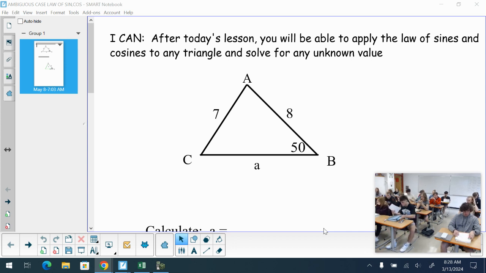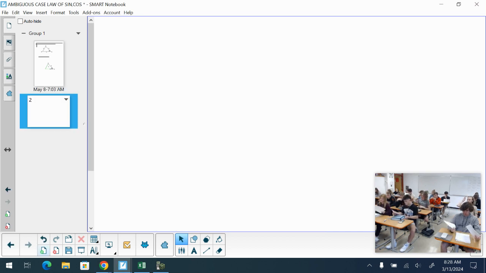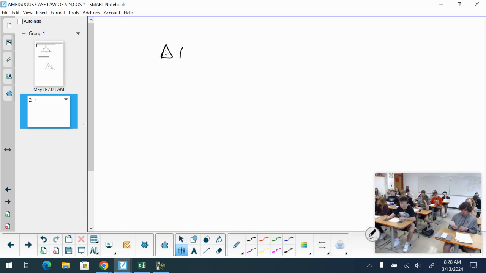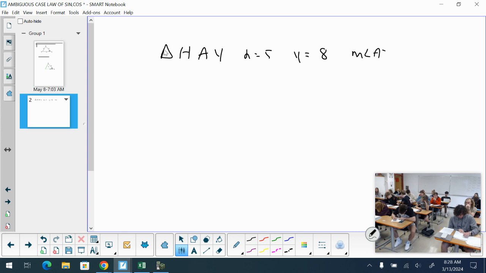Question number 4. Measure of angle Y. We have triangle A, H. H is 5. Y is 8. And we have the measure of angle A is 79 degrees.